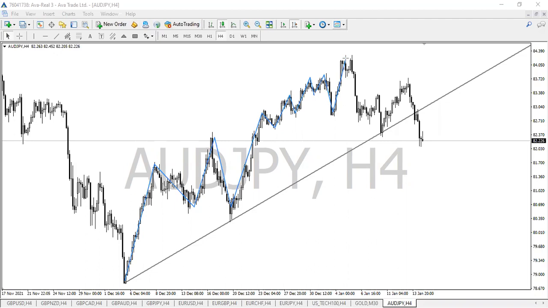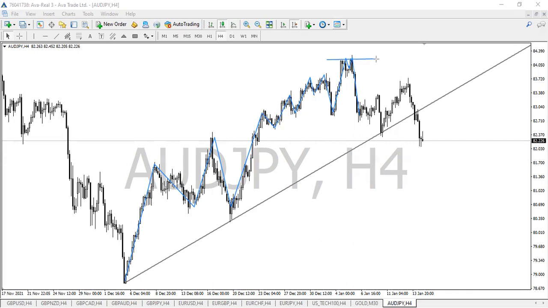Then from here, if you look at this very well, you will notice that AUDJPY just did a double top here. Remember, this is H4. When you go to H1, you will realize that this is a clear double top. Now, from here, since AUDJPY was unable to cross this line.